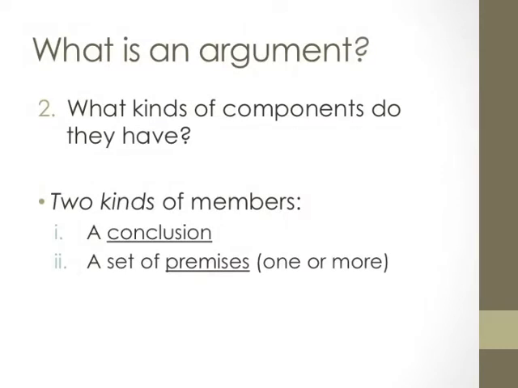Also, in every argument, there is a division of roles between the statement that needs to be established and those other statements that help that statement to be established. That is, the conclusion is the goal of the argument. That is what the argument is intended to establish. Whereas the premises are what is offered in support of the conclusion. So we have two kinds of members with different roles, the conclusion and the set of premises, which can be one or more.